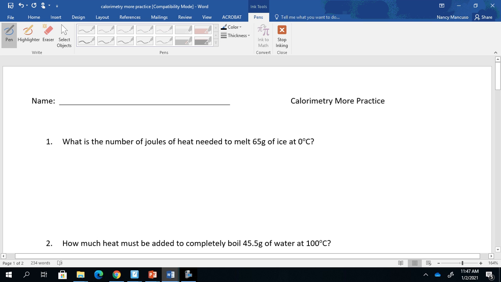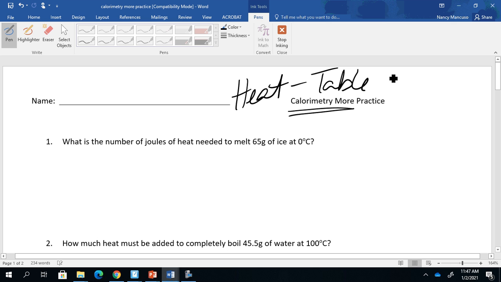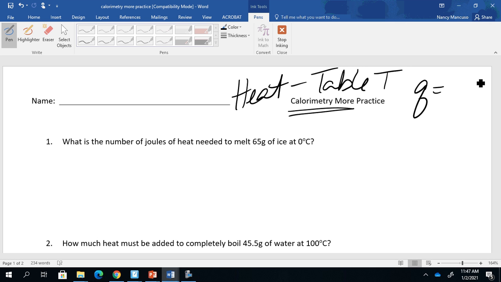So to get started here, when we're talking about calorimetry, we're talking about heat. And so if you go to table T, you will get all of your heat formulas. Those are all of the Q formulas. So Q equals mHf, Q equals mHv, and Q equals mCΔT. And you're going to figure out which one to use based on what they tell you in the problem.